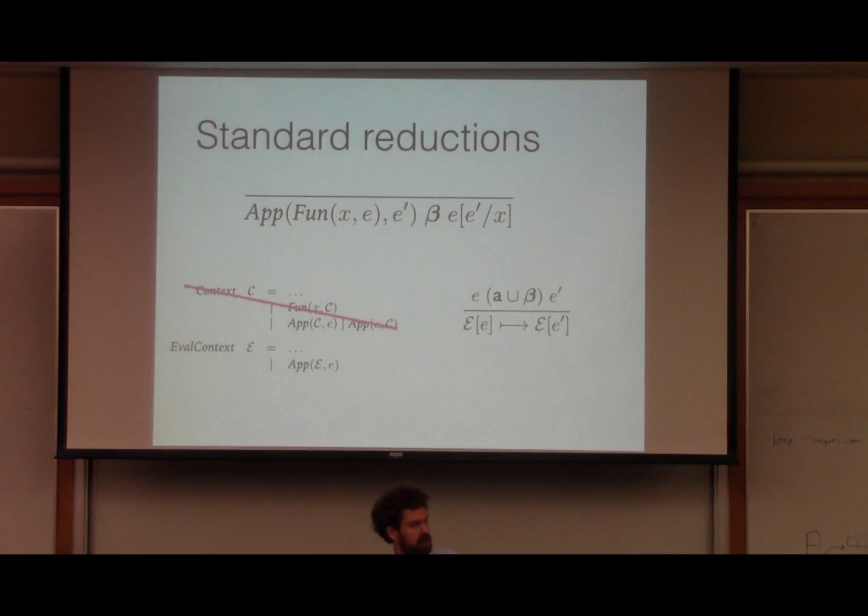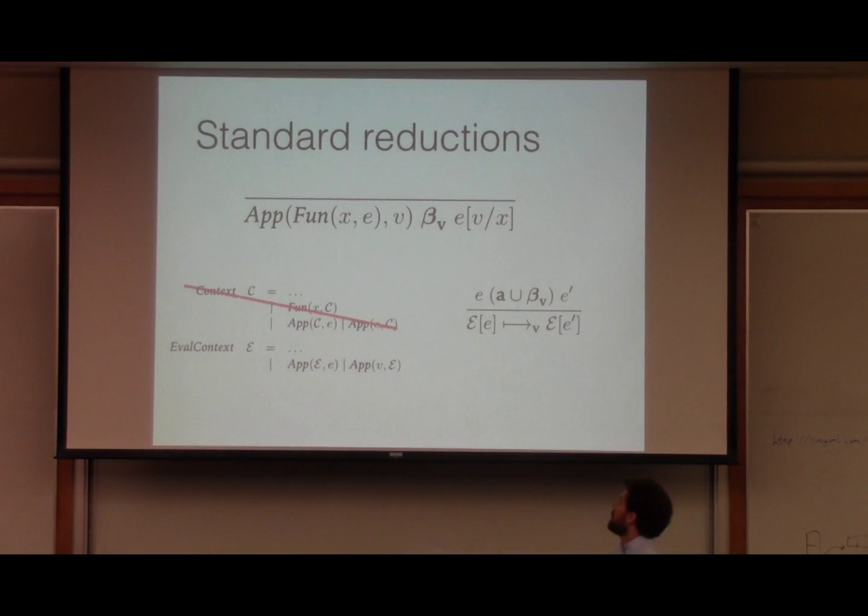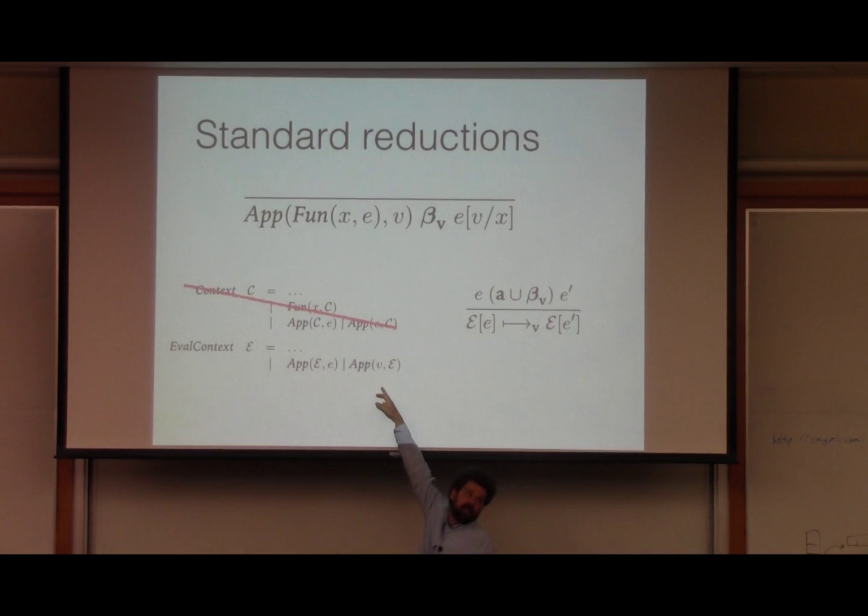Okay, we could also talk about standard call-by-value reductions, reusing our beta V axiom, changing up our evaluation strategy by the definition of context here to say you evaluate the left side of an application. Once that's fully evaluated, only then do you get to evaluate the right side, or reduce the right side, I should say.